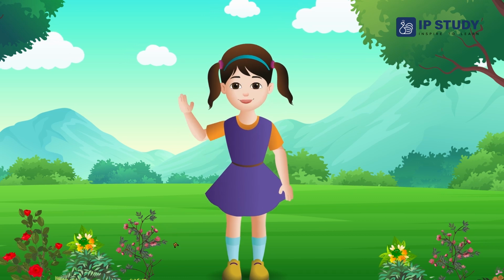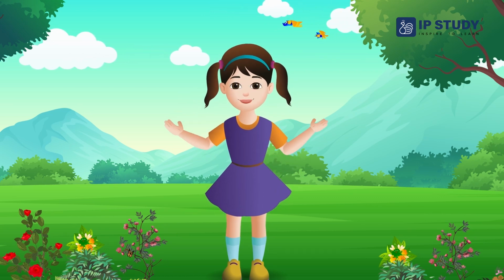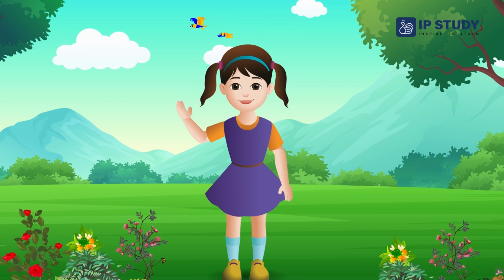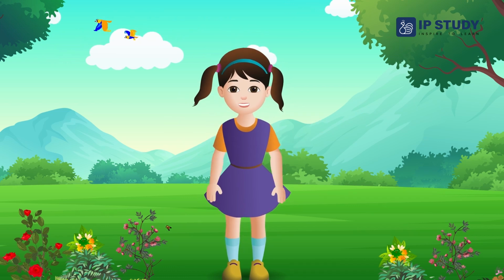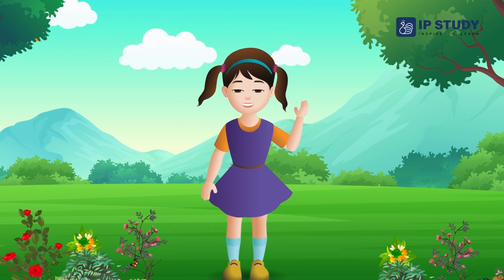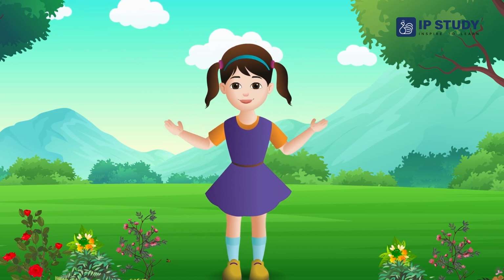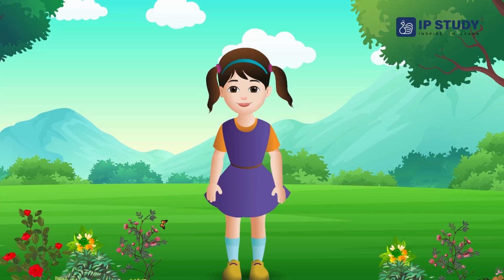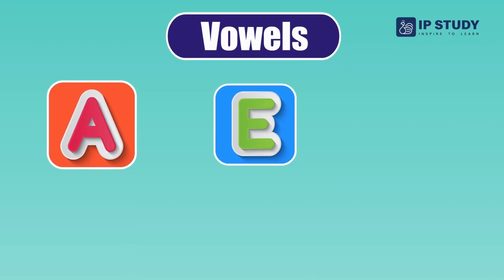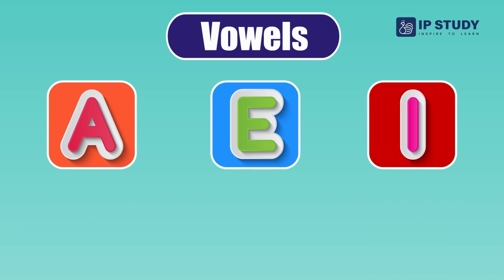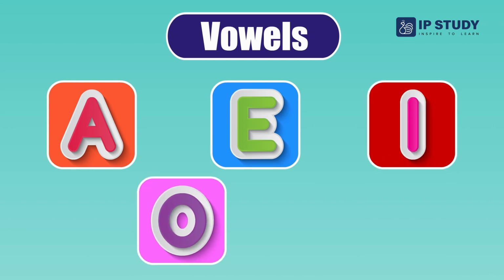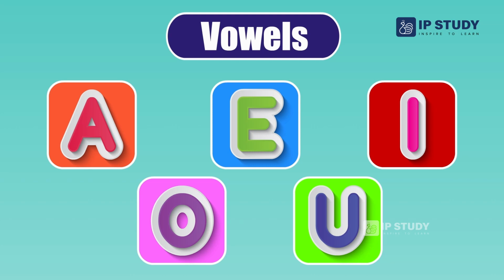Hi kids. You guys studied consonants in last class. I hope you understand. Today we learn vowels. Do you know there are 5 vowel letters in the English alphabet? These are A, E, I, O, U. Let's learn all the vowels one by one.